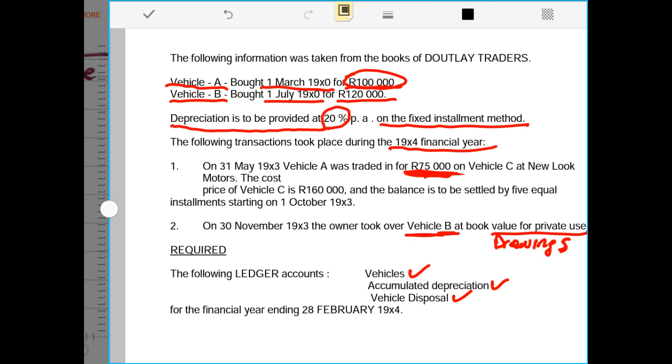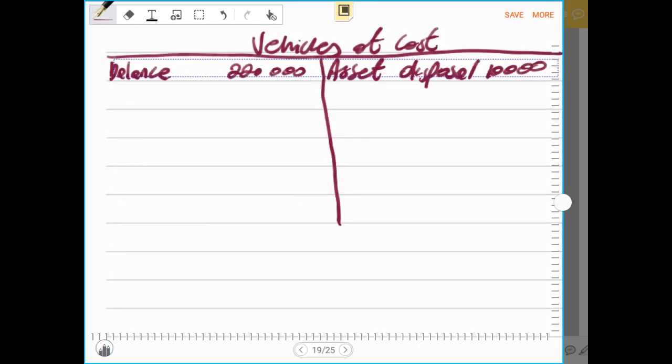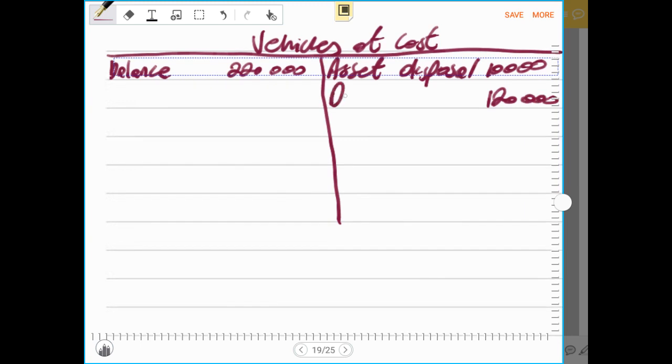Then we know that motor vehicle B was taken by the owner for personal use. So vehicle B was taken by the owner at the book value. That means the asset or the vehicle is no longer in the business, and if the asset is no longer in the business, it has to be removed from the books of the business. For us to remove this in the books of the business, we have to credit 120,000 rands. Why must we credit this? It's because the owner took the vehicle. Therefore the contra entry becomes drawings.